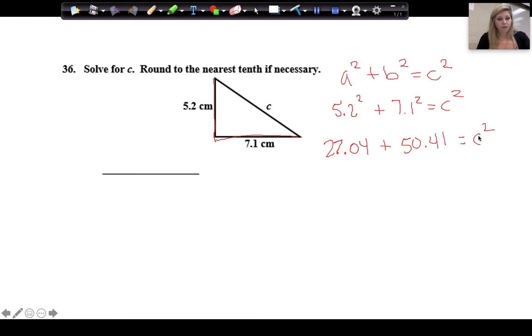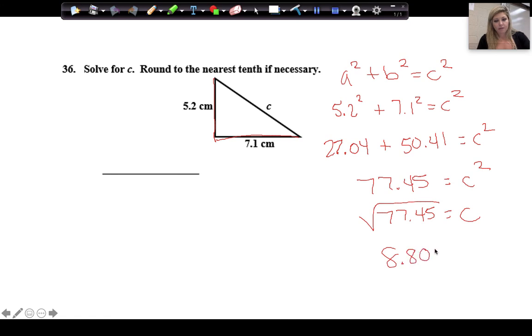Okay, so when we add those together, that is equal to c squared. To find out what c is equal to, you need to find the square root of that number. Okay, so put that number in, press the square root button, and we have 8 and 8/10. So if we're rounding to the nearest tenth, that would be 8 and 8/10 centimeters.